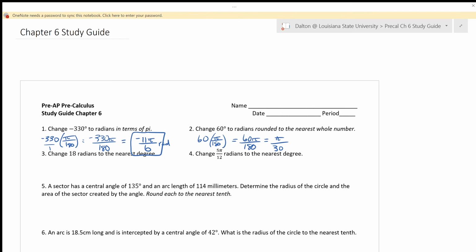If I round that to the nearest whole number, some people are stuck, like, what does that mean, pi over 3? Well, that means literally type pi over 3 into your calculator and round it to the nearest whole number. If you do that, you're going to get about 1. Again, that's a radian, 1 radian.